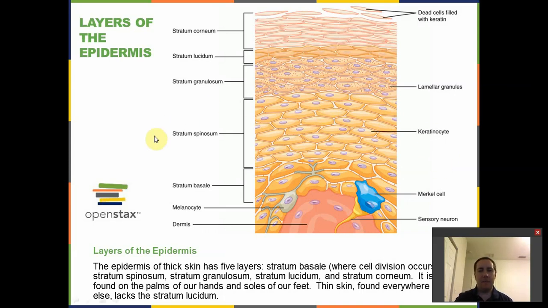Underneath that, we have the stratum spinosum. This is the thickest layer of the epidermis.